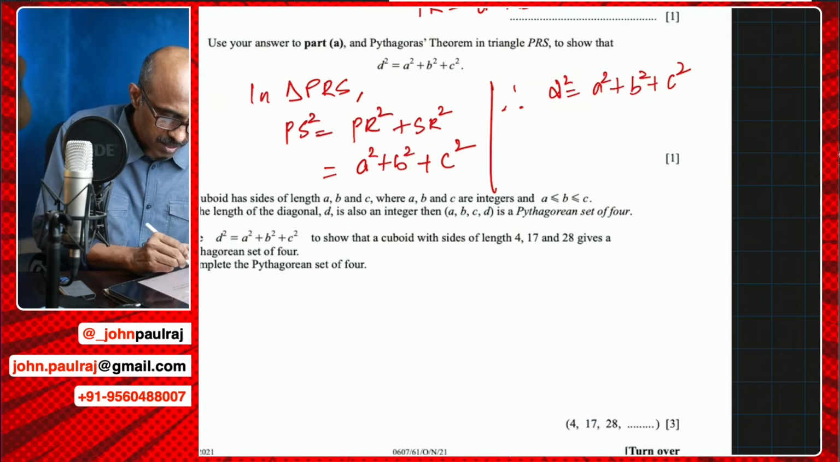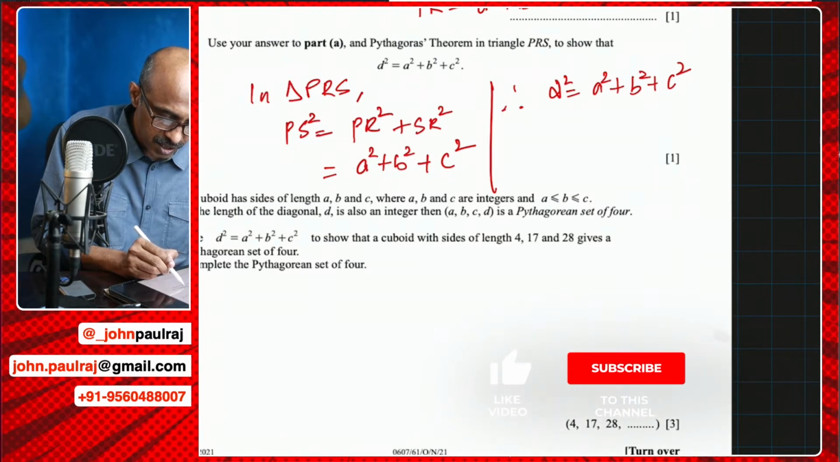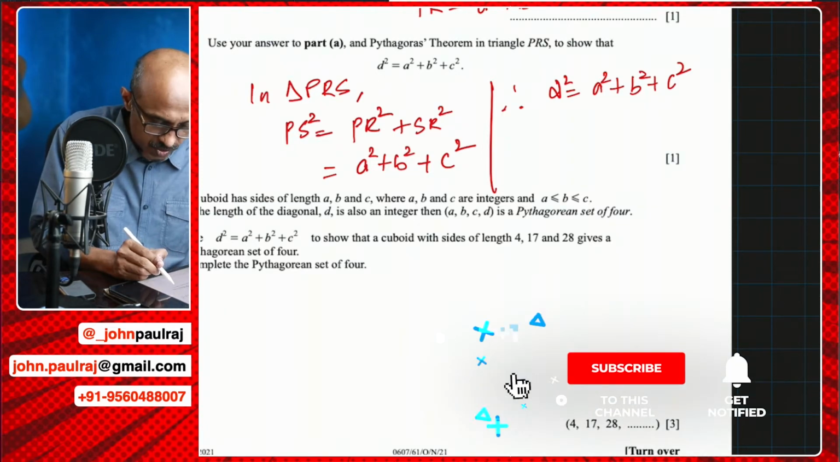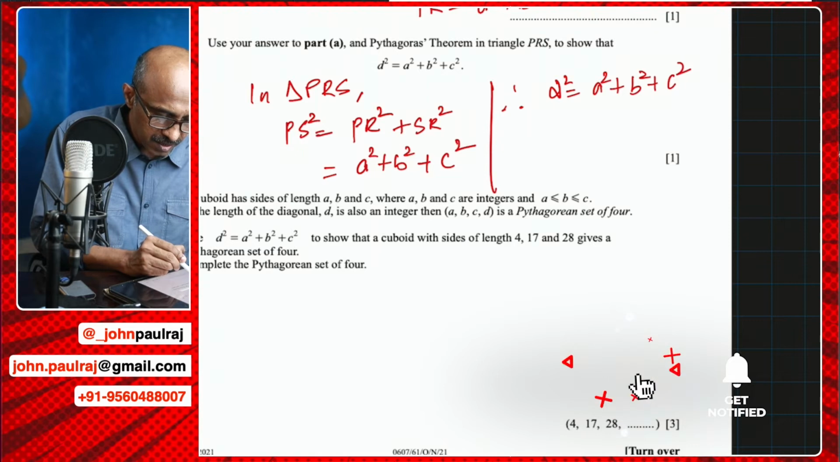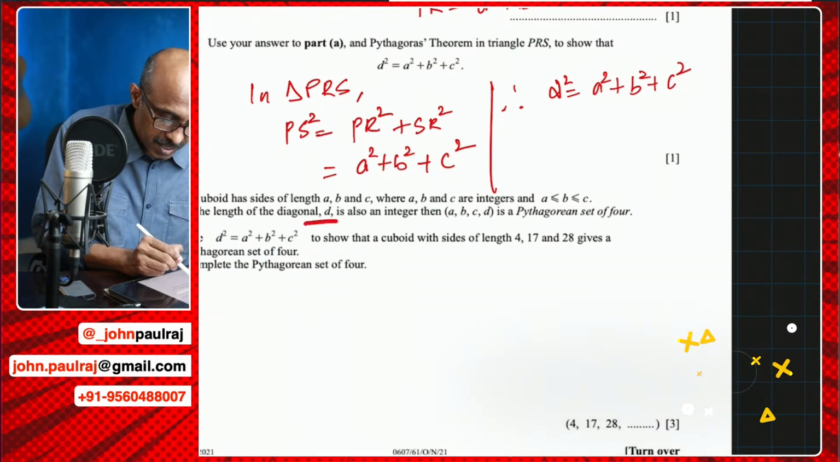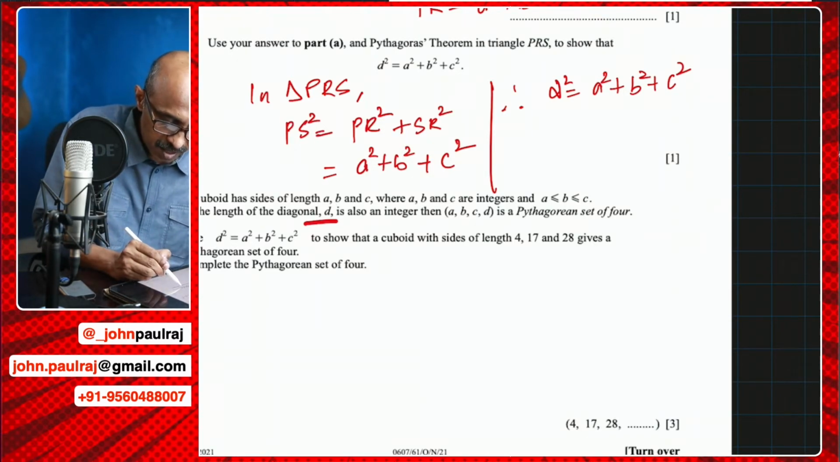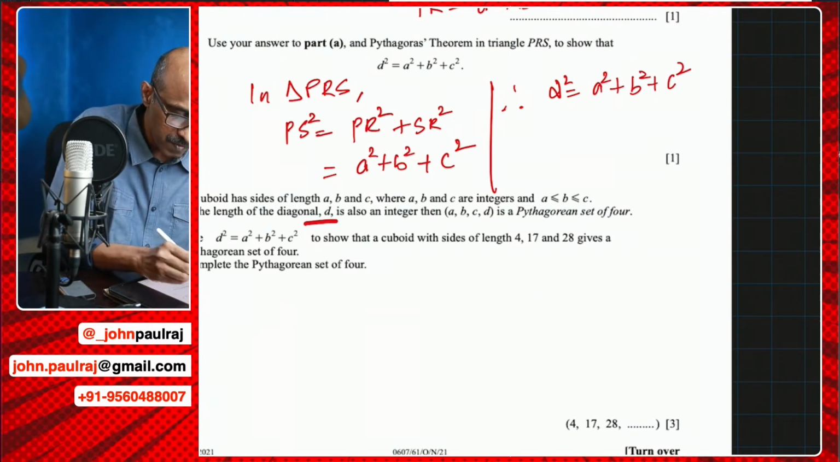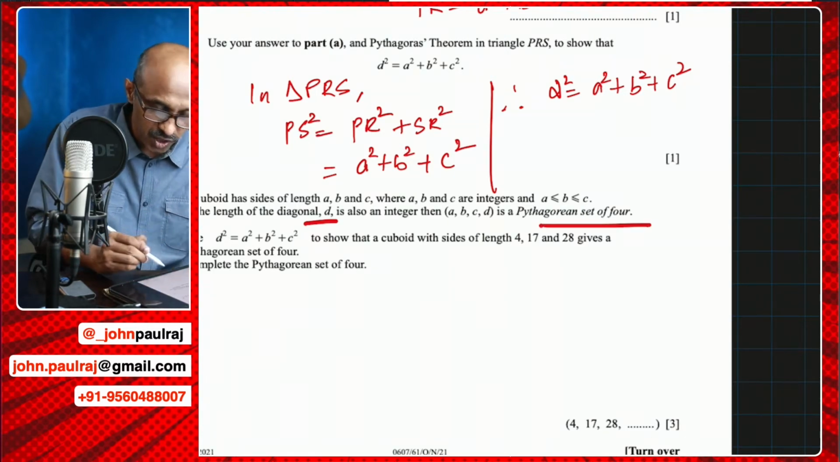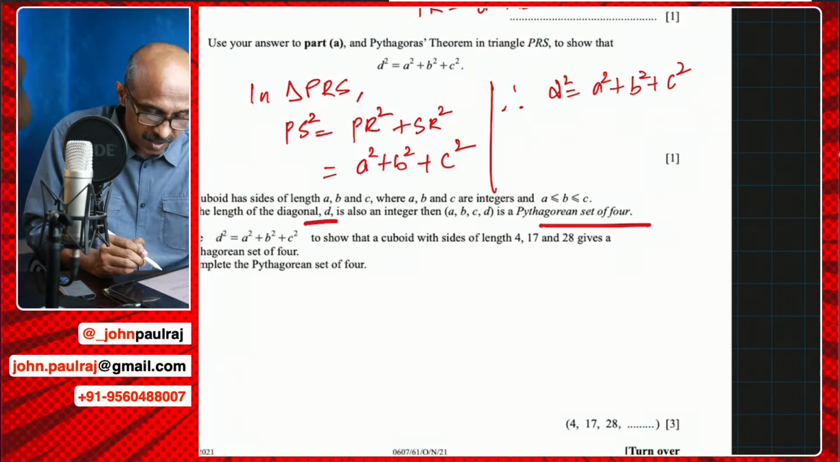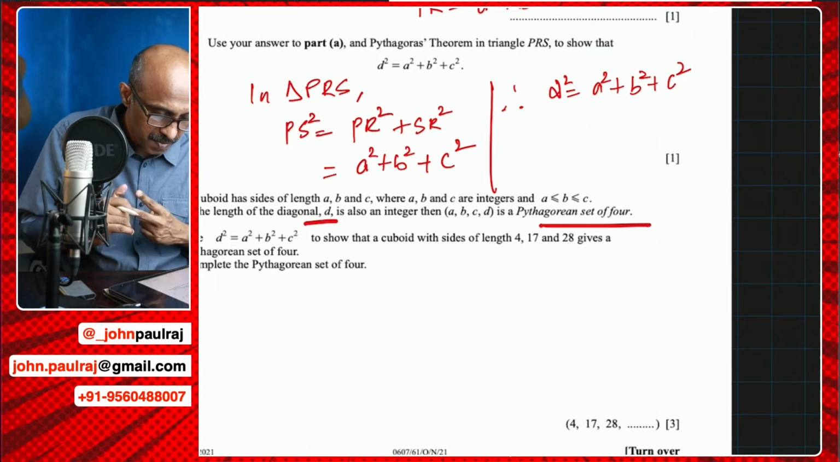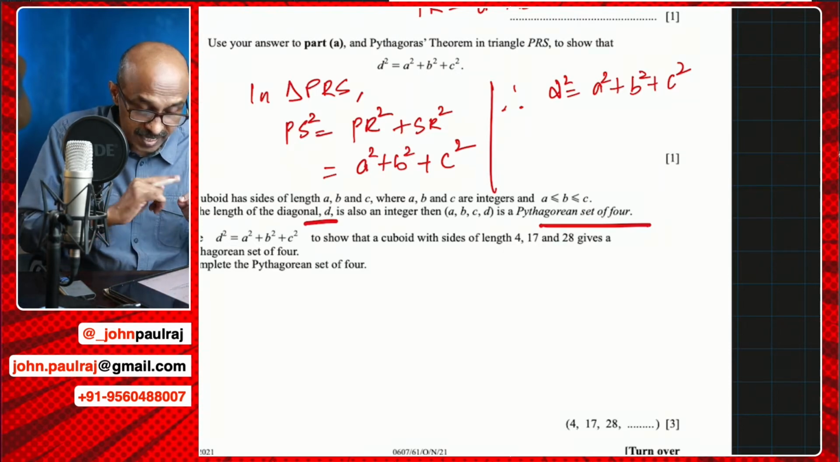A cuboid has sides of length A, B, and C, where A, B, and C are integers, and A is less than or equal to B is less than or equal to C. If the length of the diagonal D is also an integer, then that set A, B, C, D is a Pythagorean set of 4. So what we have seen in questions 1 and 2 is laying out this idea called the Pythagorean set of 4 integers, where A, B, C are the sides of the cuboid and D, the diagonal, is also an integer.